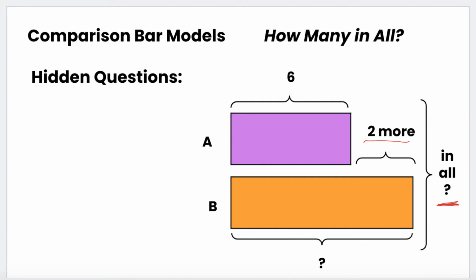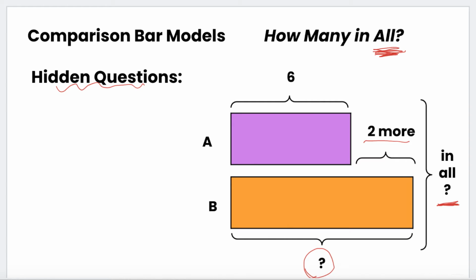And then another missing value that I can usually label is how many purple and orange Starbursts there are in all. Now over here, I've labeled a section for what we call a hidden question. The hidden question in this case, before I find out how many Starbursts in all, I need to find out the missing value, which is how many orange Starbursts there are. So my first step before I can tackle the question of how many Starbursts in all is to figure out the value of the orange Starburst, because that's what the question mark represents.